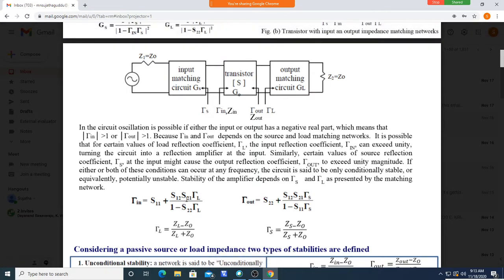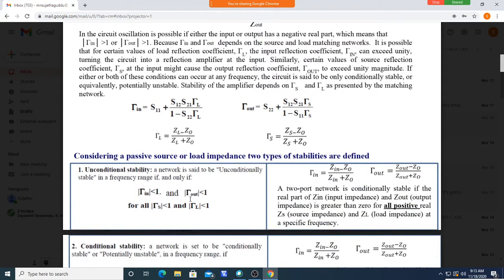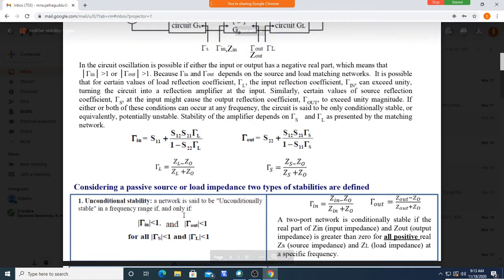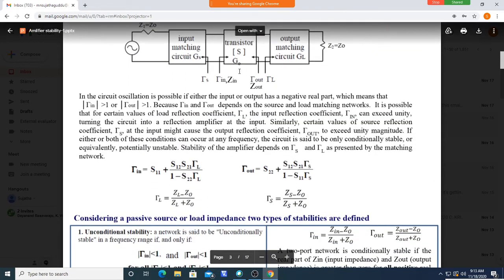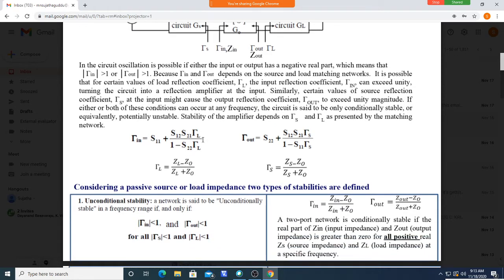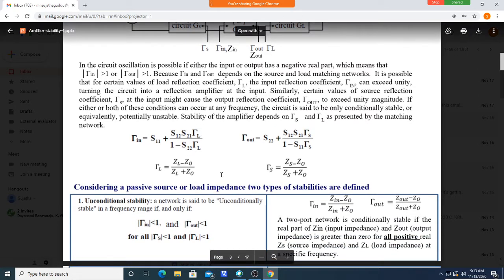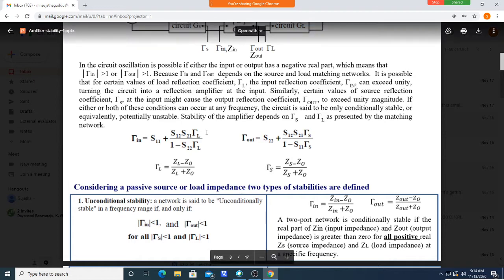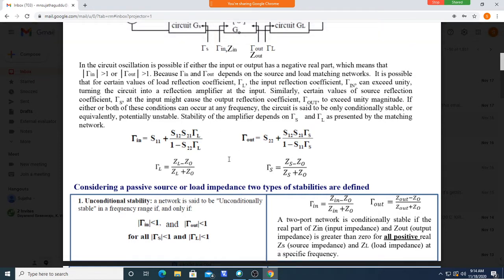So here what happens in unconditional stability: you check the unconditional stability. After checking you will come to know that the device is unconditionally stable. Unconditionally stable means you take any value over the Smith chart. See, the Smith chart is the impedance chart. It's a combination of impedance values. You can take any value over that Smith chart.